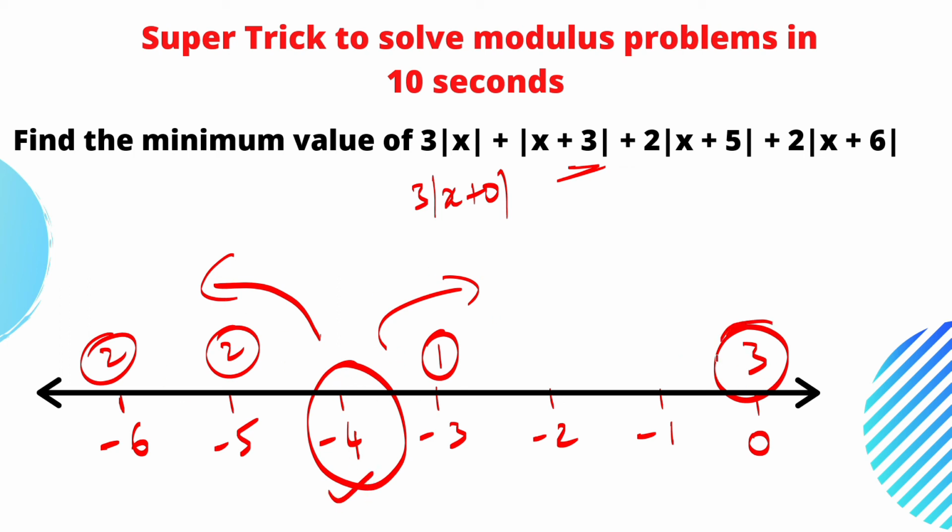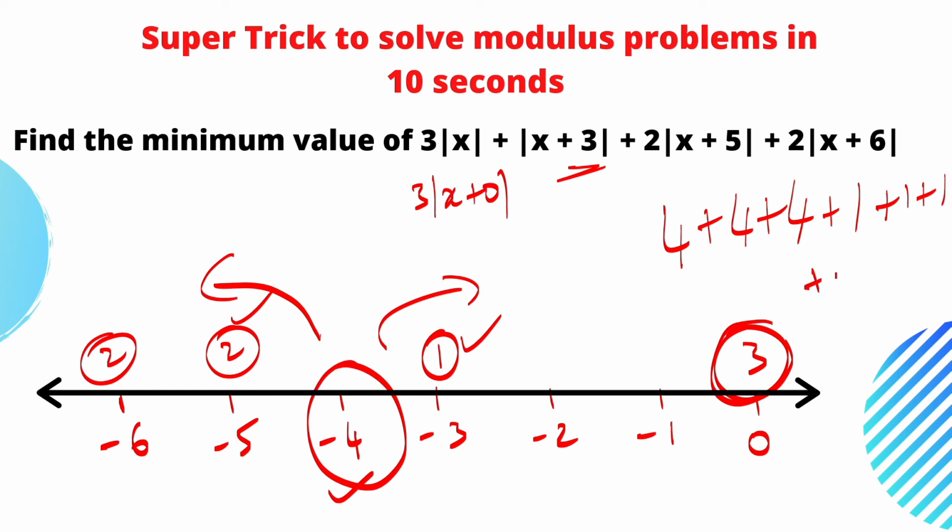So these 3 guys are covering a distance from 0 to minus 4, so 4 units each. So they are covering 4 units. This guy is covering 1 unit. These 2 are covering 1 unit each, right? 1 plus 1, and these 2 are covering 2 units each, so plus 2 and plus 2. So what is the total? Total is 19. So the minimum value is 19.